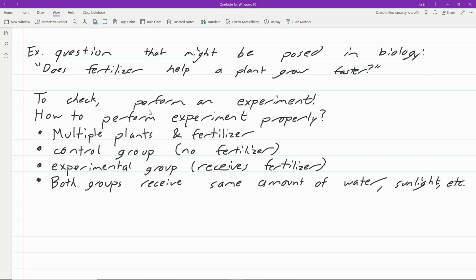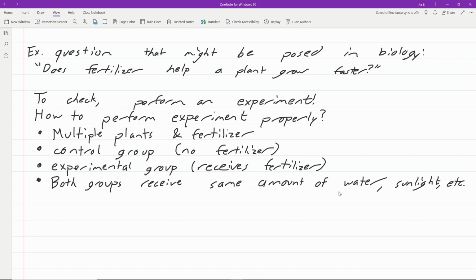That last bit is very important because if we did not do this last bit properly, let's say we gave the experimental group more water compared to the control group, right? We gave the plants that got the fertilizer more water compared to the plants that didn't get any fertilizer. Then at the end of this experiment, let's say that we saw that the fertilized plants did grow faster compared to the non-fertilized plants. But how are we supposed to know that it grew faster because of the fertilizer and not because we gave it extra water, right? We can't say for certain what caused that extra bit of growth.